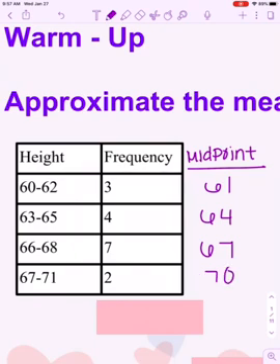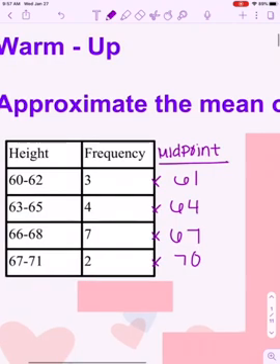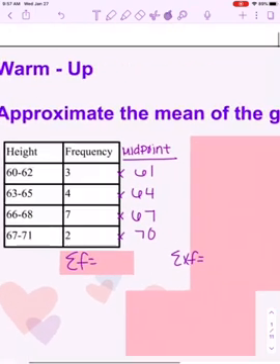70. Okay. And then you would multiply your frequencies times your midpoints, add them all up, and then divide by the total of your frequencies. So you would also have to add up all your frequencies and then add up all of your x times f's and then divide them, okay?